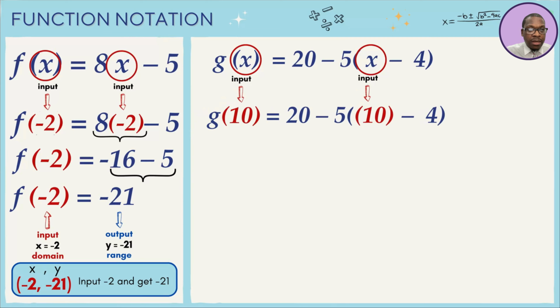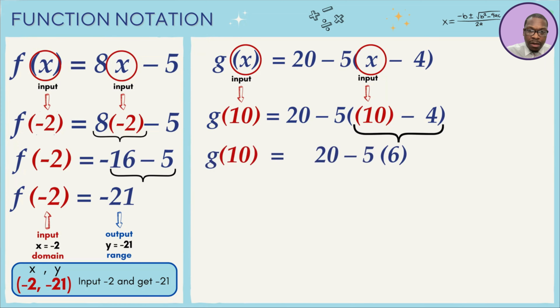Well, we see x here. Let's input it with 10. So we solve it as usual. We need to solve for parentheses because PEMDAS tells us to do so. 10 minus 4 is 6. Let's bring down all the rest of our work, which will give us g of 10 equals 20 minus 5 times 6. And once we solve for 20 minus 5 times 6, we should get -10.